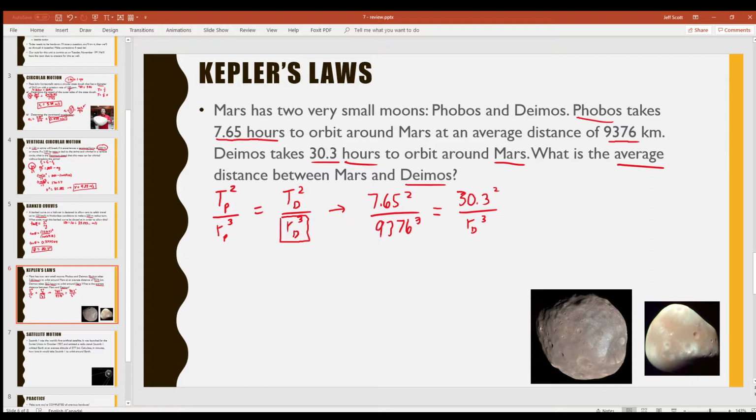Now what I'm going to do, just to make my life a little easier here, is I'm going to rearrange this formula. I'd like to get this piece all by itself. So to do that, I'm going to multiply it over to the other side.